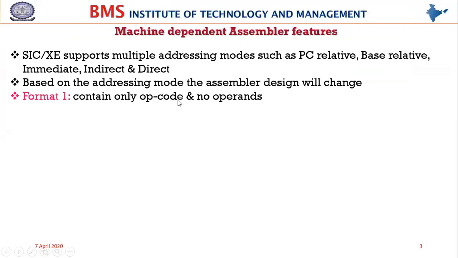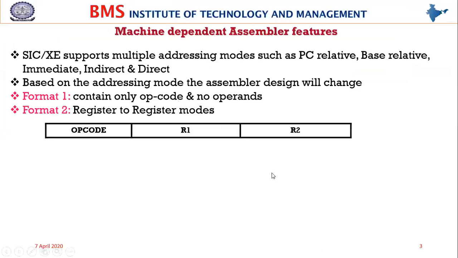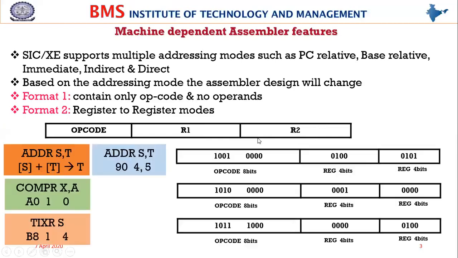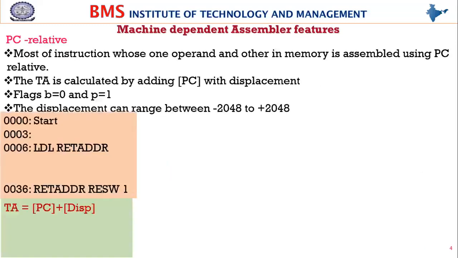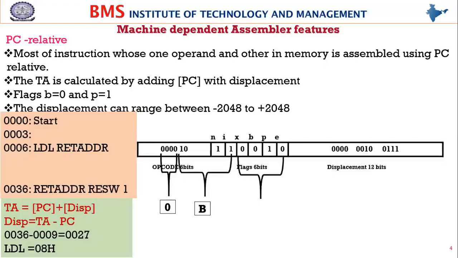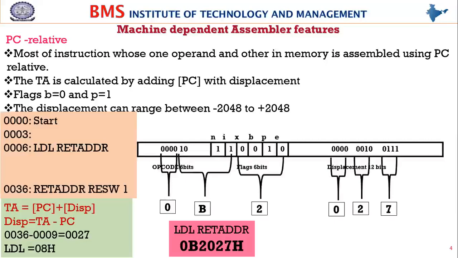Actually, the machine-dependent assembler features deal with the various formats of instructions in SIC and how they could be assembled. Format 1 doesn't contain any operands, only the opcode will be there. Format 2 contains register to register operations, and each register is represented using 4 bits. Format 3 has PC relative addressing. We have just seen how to assemble them by making the flags and grouping 4 bits together and computing the object code. This we discussed in the previous class.